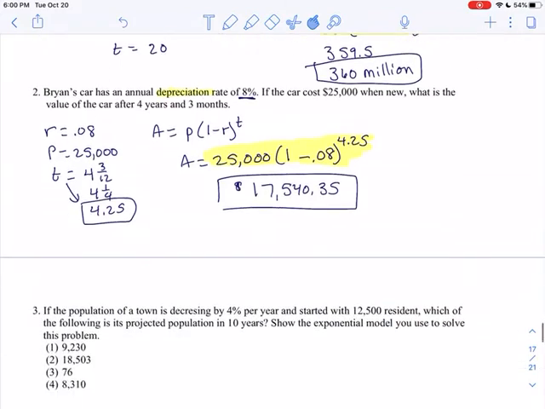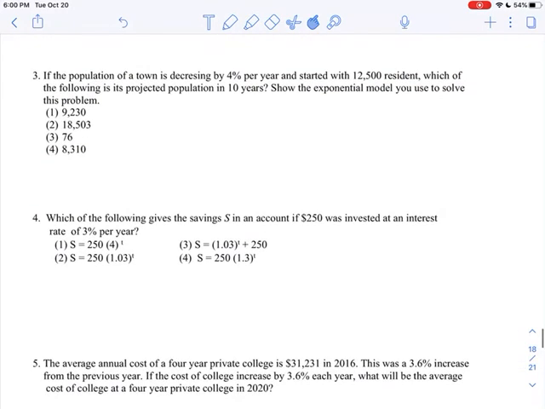Cars depreciate over time. Let's try a few more on the back, and we will try some more of these tomorrow. Oh, we got some multiple choice on the back. Those are always fun to do.